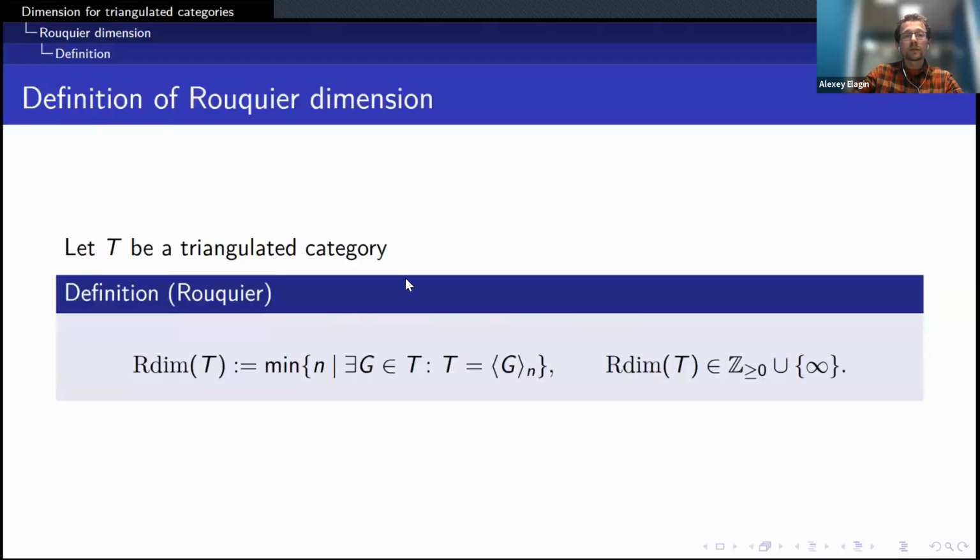So the definition of Rouquier dimension is the minimal generation time over all generators of this category, if there exists some strong generator, and it is infinity if no such strong generator exists. So by definition, it is a non-negative integer or infinity.